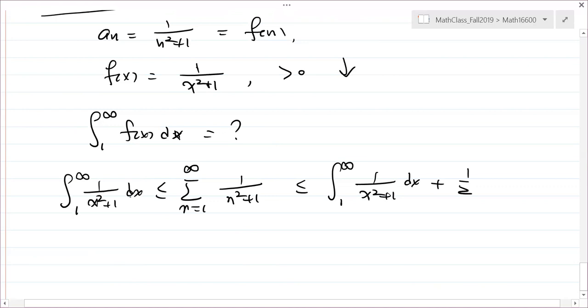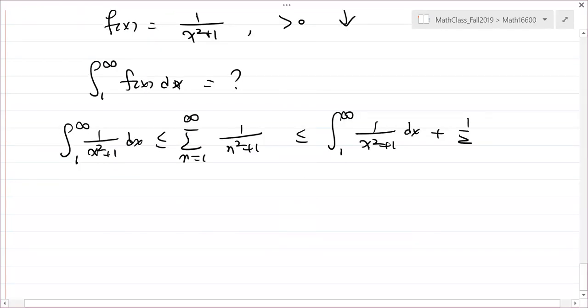So we can get a very good estimate. If this integral is finite, then the gap between those two bounds is just 1/2. That's pretty good. Okay. Are we able to evaluate this integral?